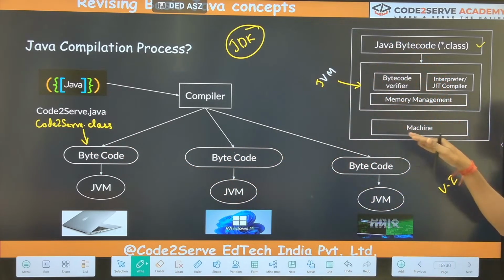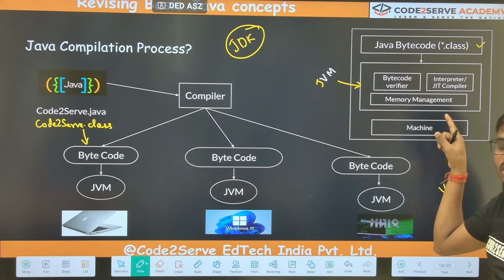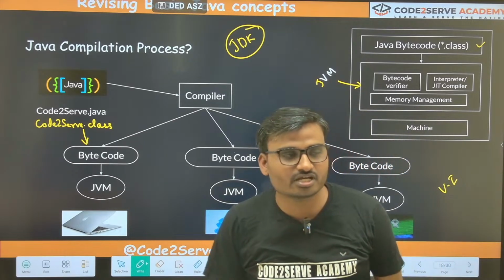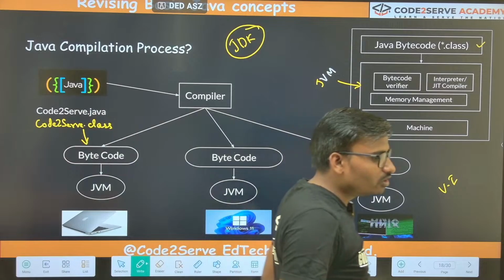Now you come to this picture. This is the architecture of the JVM. So if anyone asks you to draw the design, or whatever is there in the JVM, you have to draw this and show this. Okay. Now have a look over here.